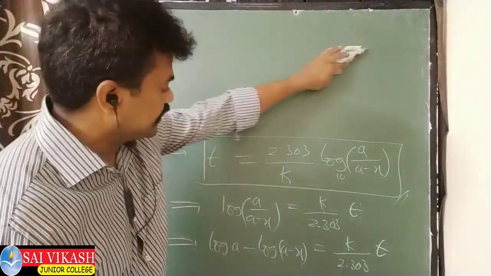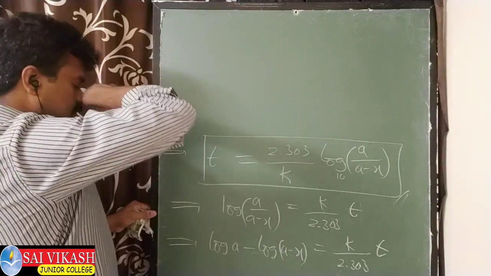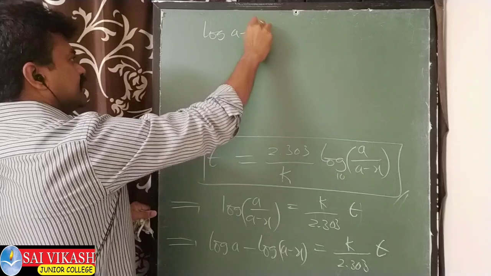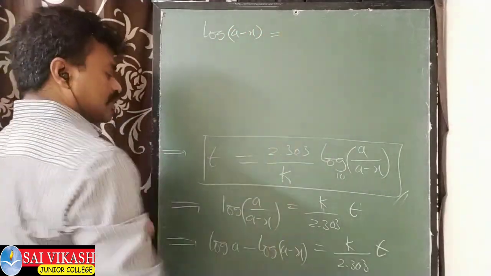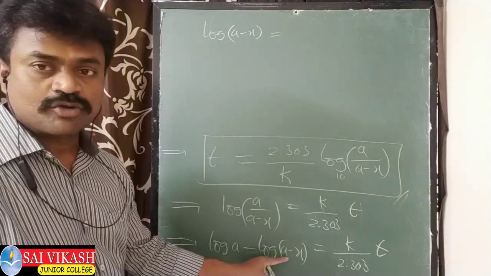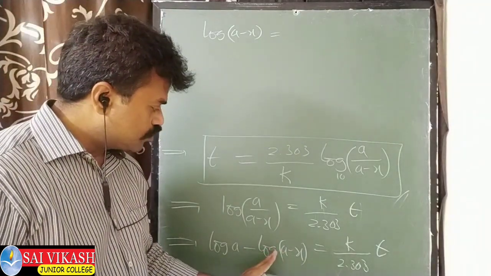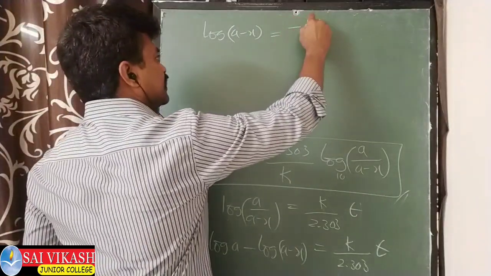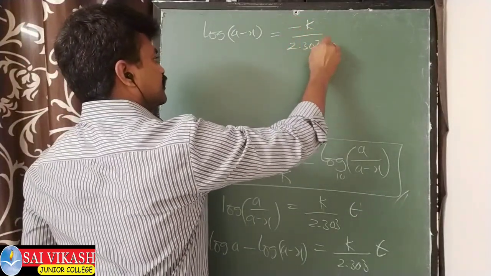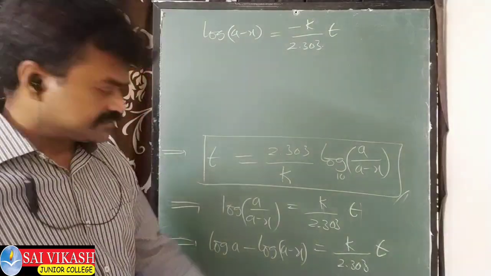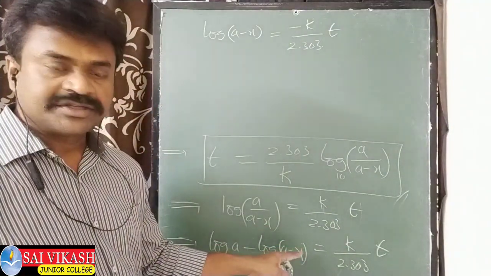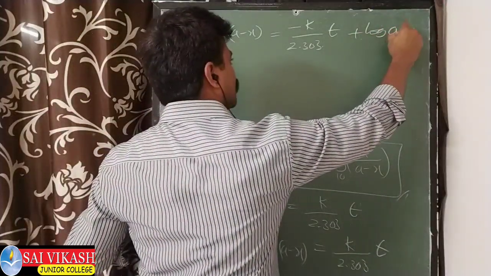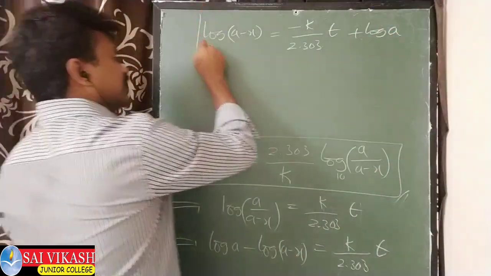Now see what I am getting is, log of a minus x is equal to how much? Only this is equal to how much from this? You move this one this side and the entire part this side. So what will you get? Minus k by 2.303 into t, and plus what will we get? Log a. Yeah, this is what we are getting.